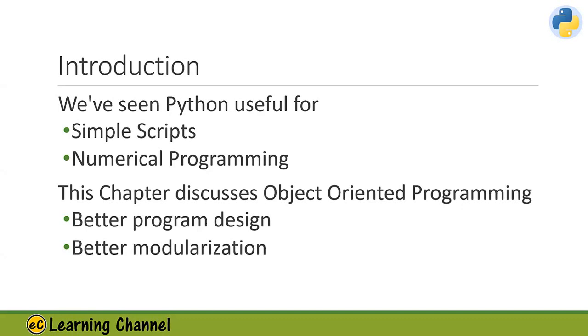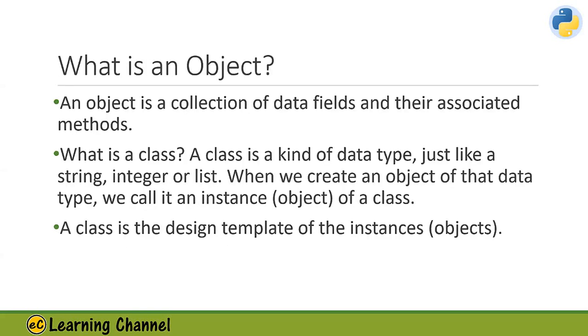Then you can detect whether that object is of integer type or floating point type, right? And in this chapter, we discuss OOP. It's a better program design, modularization. So what is an object? An object is a collection of data fields and its associated methods, which we know already.